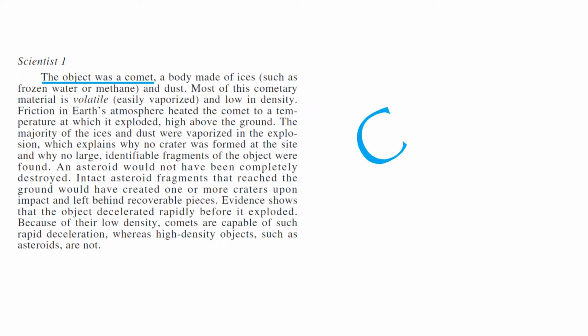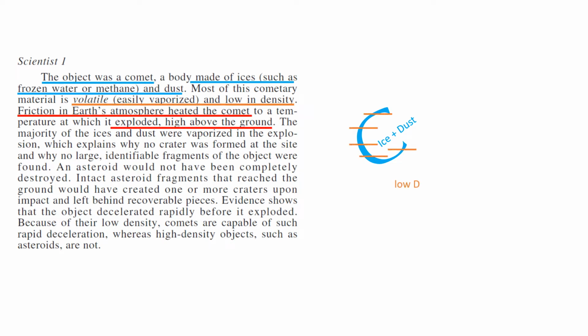So I'm going to draw a capital C, and I kind of turned it sideways so it's like hurling towards Earth. It's made of ice and dust, so I'm going to write ice and dust in the middle. I could have just written I and D. I could remember for as long as I need to remember this passage. It's volatile, low in density, so I just drew some lines to show that it's volatile, put low D for density. Exploded high above the ground, so I just did this explosion around it. Wrote the word high to say it was high above the ground.